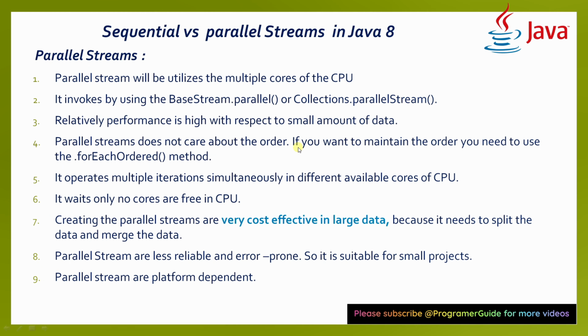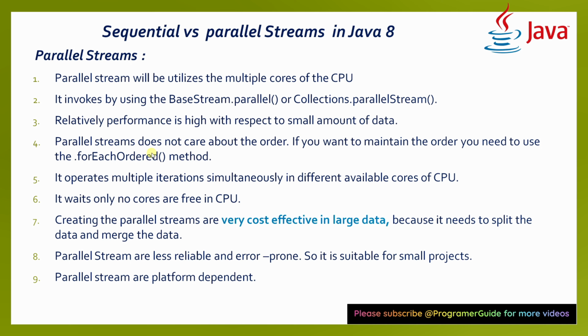It is invoked by using the BaseStream or Collection parallelStream. Relatively, performance is high with respect to a small amount of data. If it is large data, splitting the data and merging the data is going to be cost intensive. So for small data, the performance is very high.